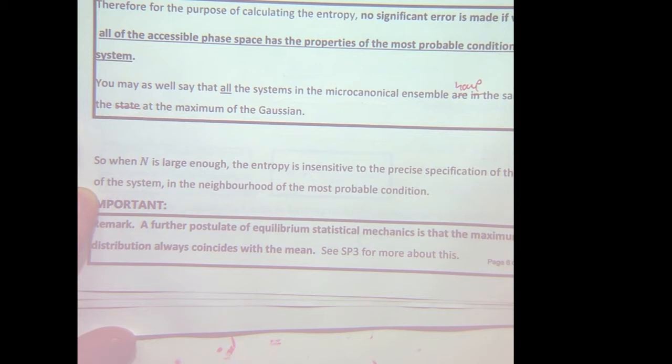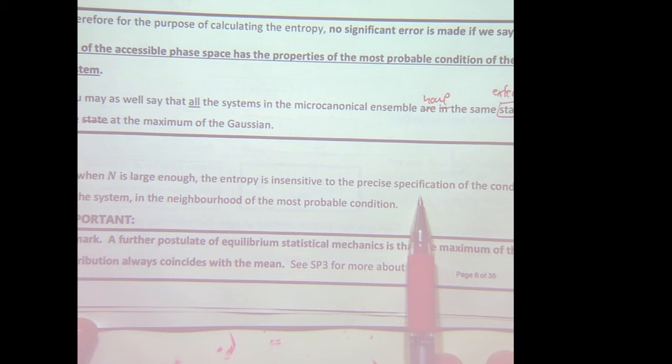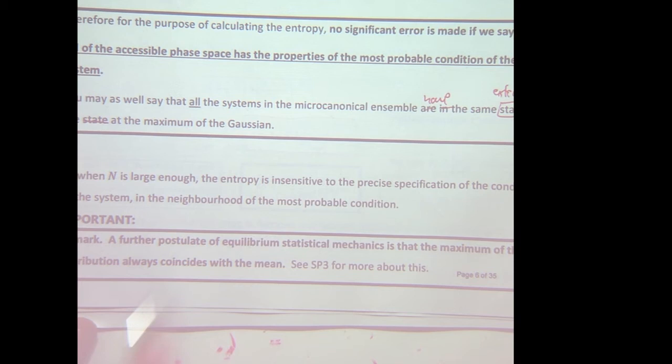Anyway, so for a large enough number of particles, large enough n, whatever n particles are, the entropy is insensitive to the precise specification of the condition of the system. I mean, zero magnetic moment or any magnetic moment you want in the neighborhood of the most probable condition.